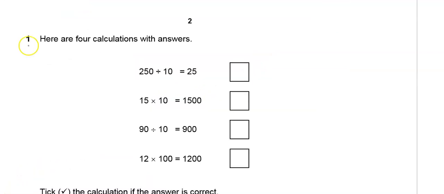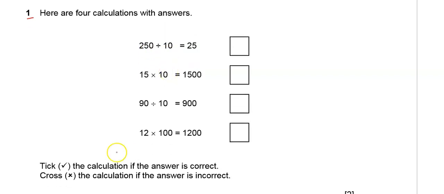Question number 1. Here I have 4 calculations with answers. The first one is 250 divided by 10 to get 25. We are required to tick the calculation if the answer is correct, cross the calculation if the answer is not correct. Of course, you could do long division. 250 divided by 10 goes 2 for 20. Get 50, goes 5 for 50. So this one is correct.